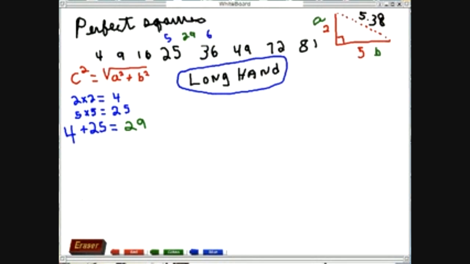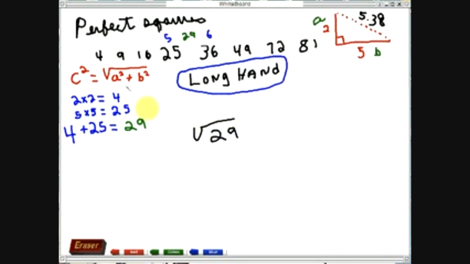Okay, so we're going to start on the longhand way of doing it. We've already worked out our little formula. We start with the squares first: 2 times 2 is 4, 5 times 5 is 25, and 4 plus 25 gives you 29, and you want to find the square root of 29.